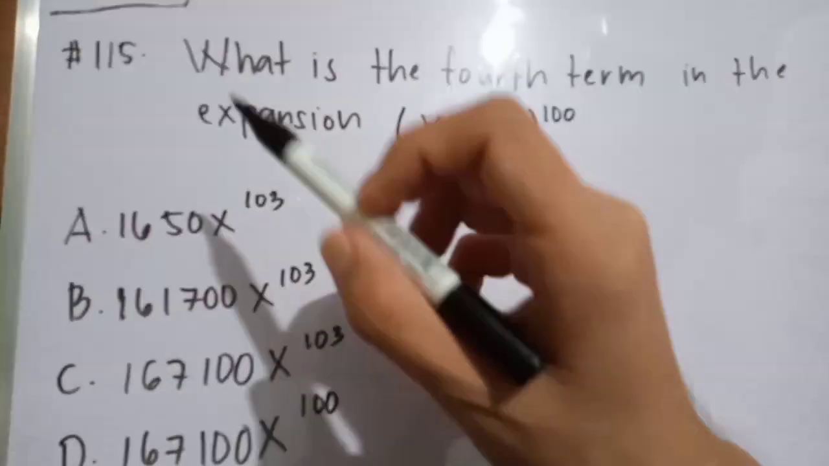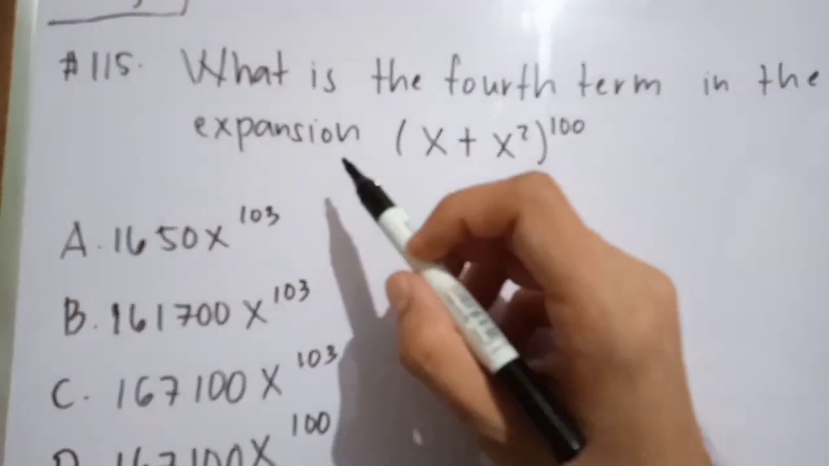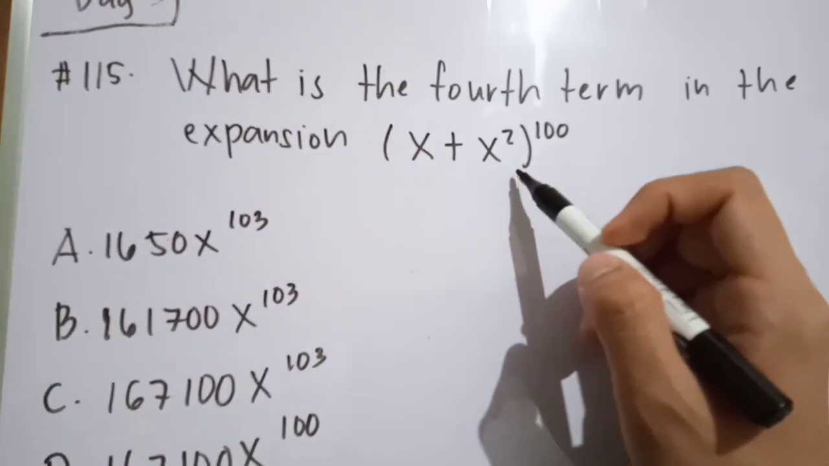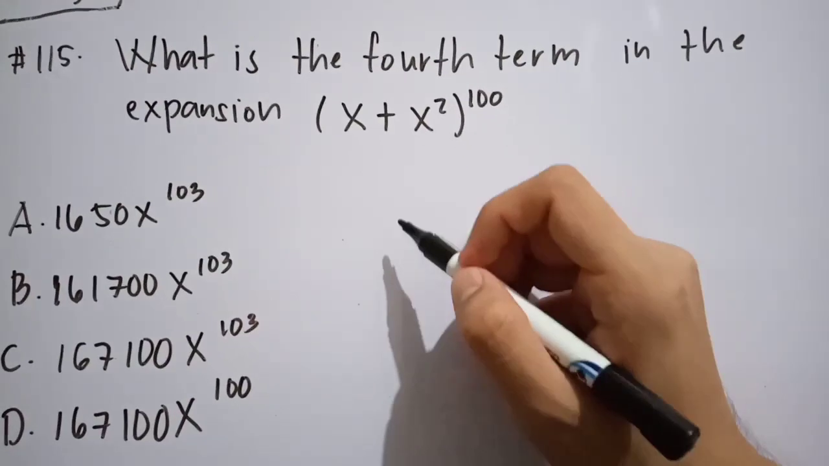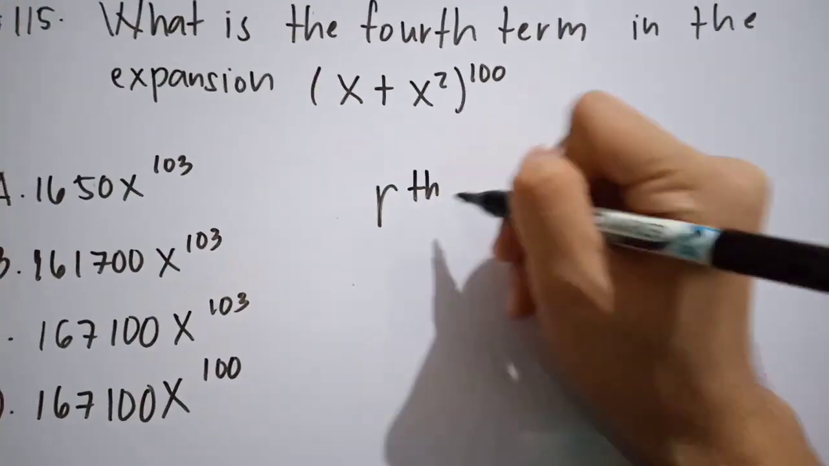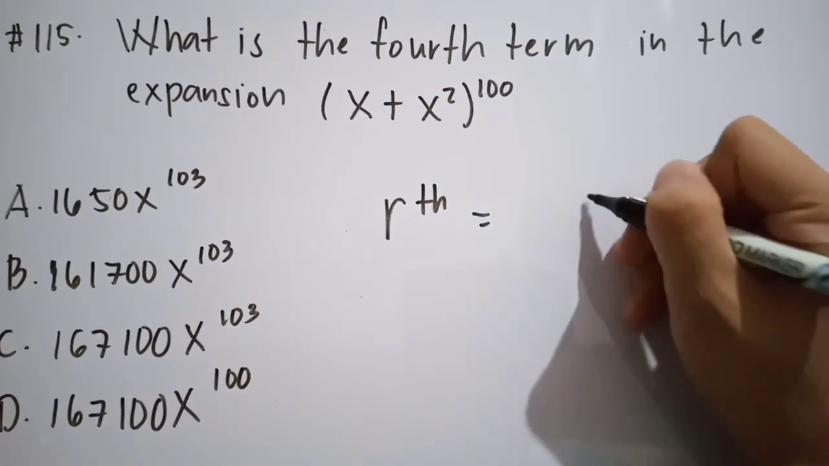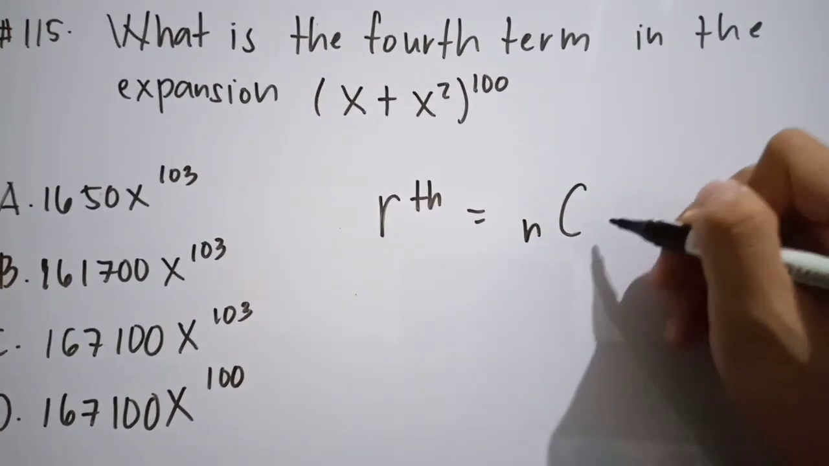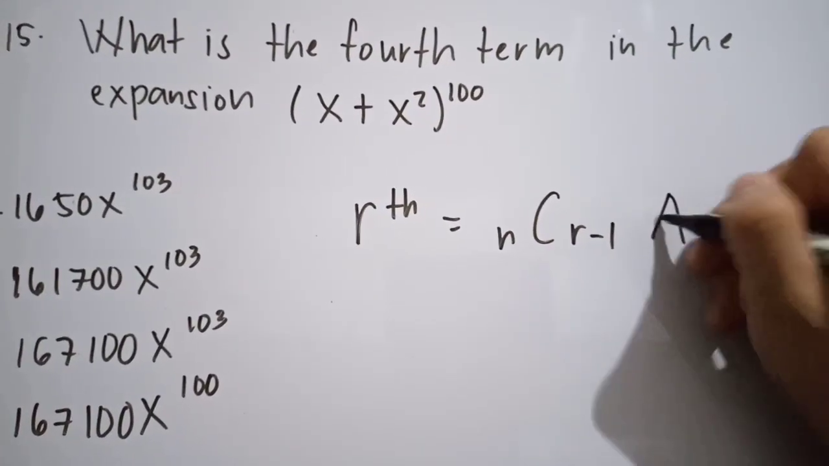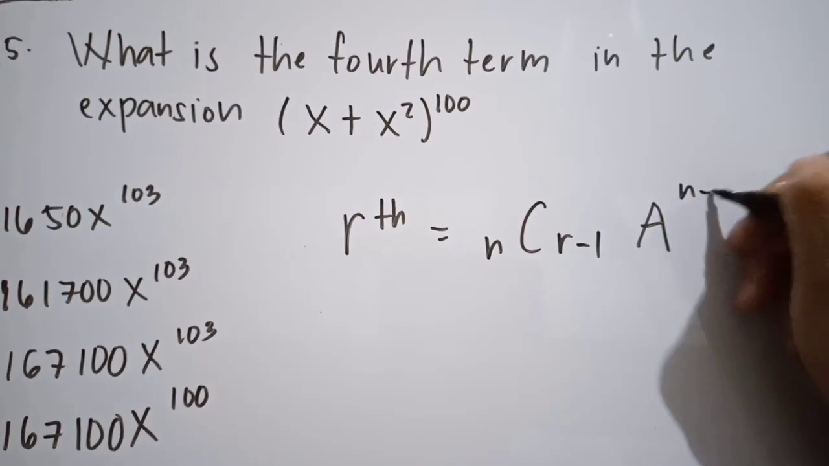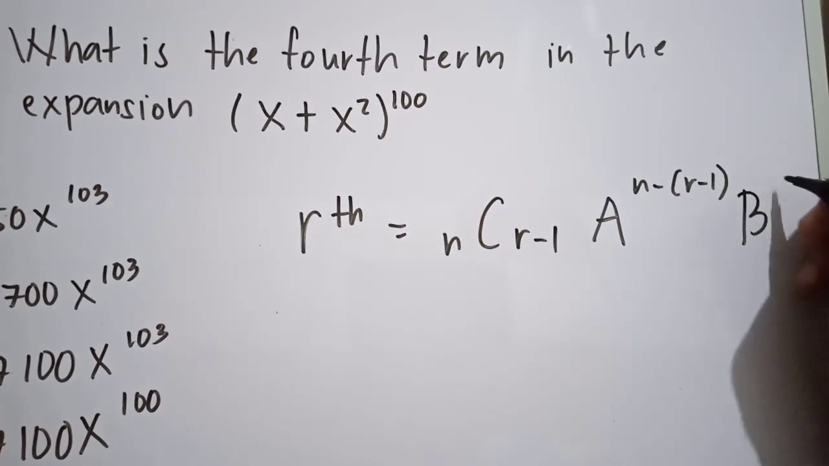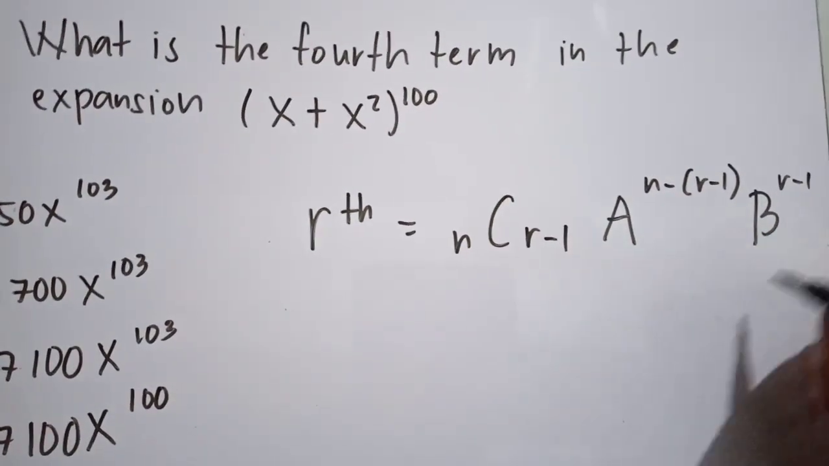So, this is problem number 115. So, sabi dito, what is the fourth term in the expansion x plus x squared raised to 100? So, ang formulang gagamitin natin dito ay yung rth term kanina. So, ang rth term is equal to combination of n taken r minus 1 at a time, a raised to n minus r minus 1, b raised to r minus 1. So, ito yung formulang gagamitin natin.